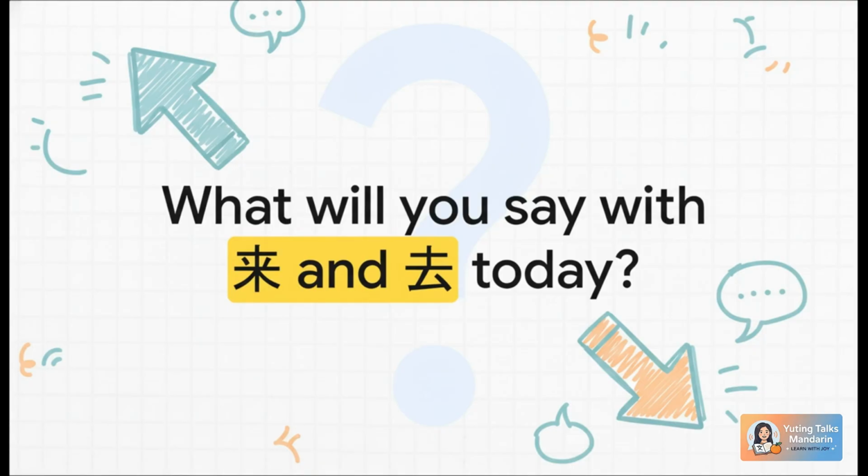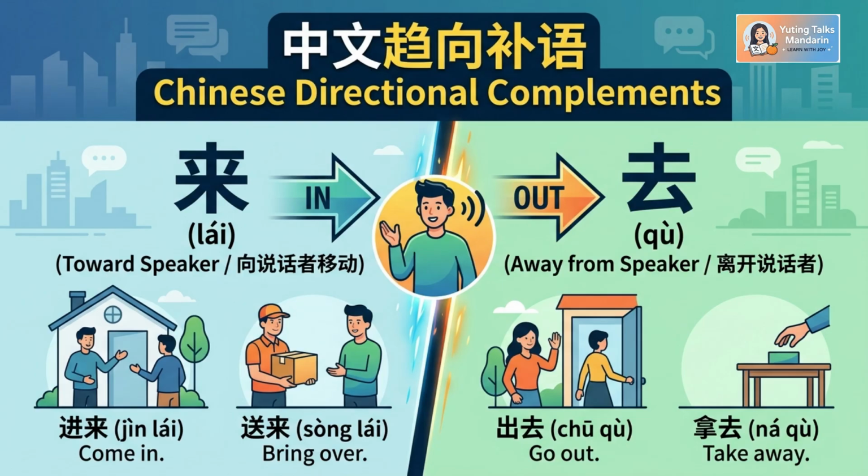Thanks so much for tuning in. Great job finishing today's lesson. Now you know how to use lai and chu to describe the direction of actions in Chinese, which will make your sentences clearer and more natural.